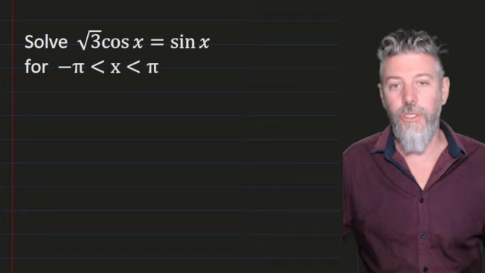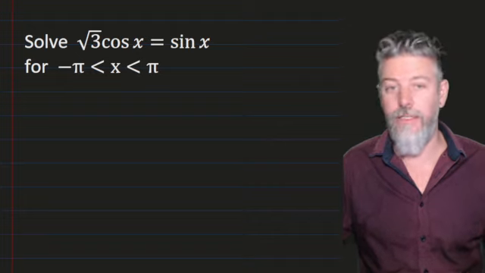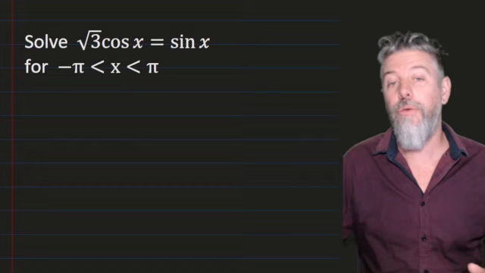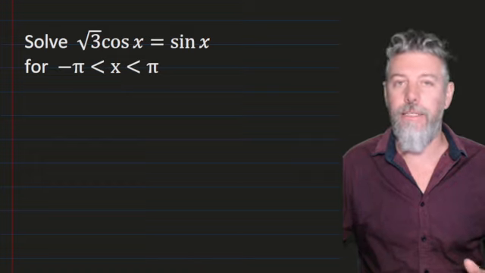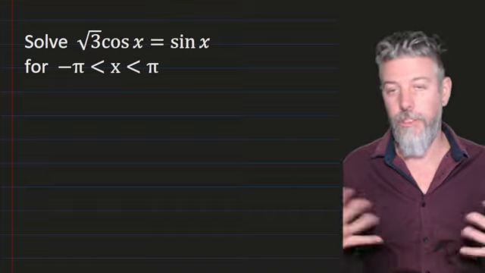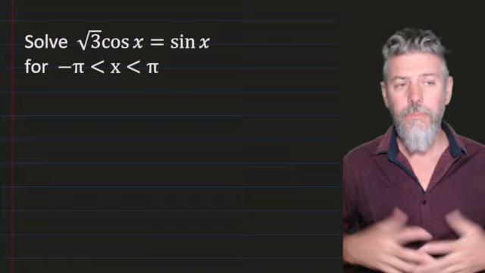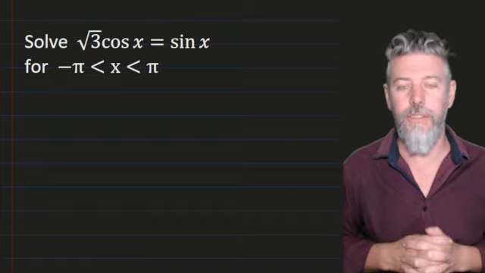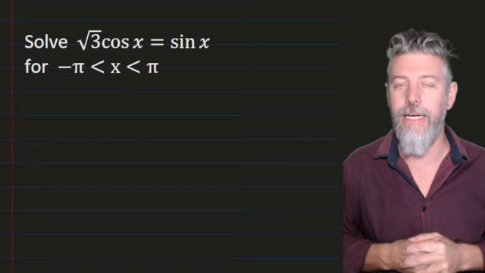Solve root 3 cos x equals sine x, with a domain of negative pi is less than x is less than pi. We were introduced to radians previously, so we're just working in that radians area. It's pretty much just like a trig equation. So why is it in this sort of trig identity area?